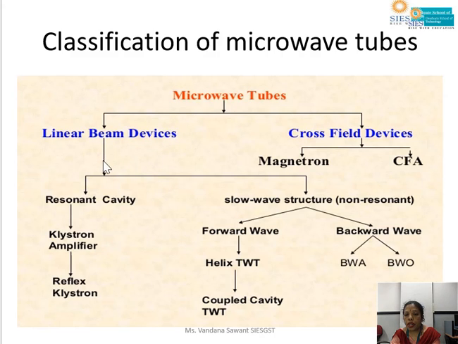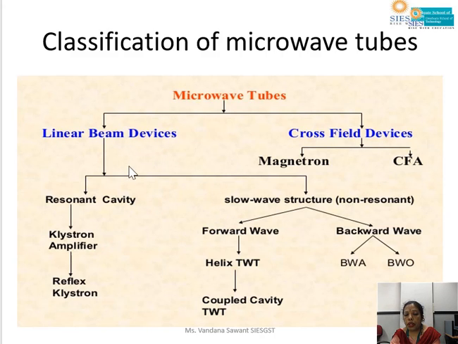Now some examples of linear beam devices are the reflex Klystrons and the slow wave structures, that is the TWTs, or backward wave oscillators. These are some examples of linear beam devices or O type tubes. While in an M type tube, the DC electric field and a focusing magnetic field are perpendicular to each other. The examples of this are the magnetron and CFA. These are crossfield devices or M type tubes.